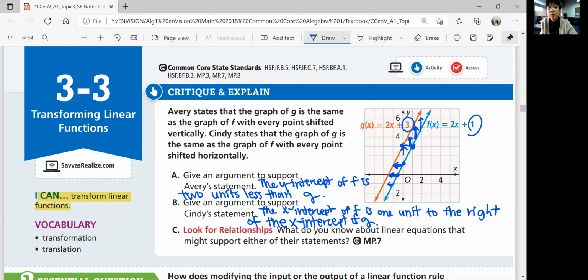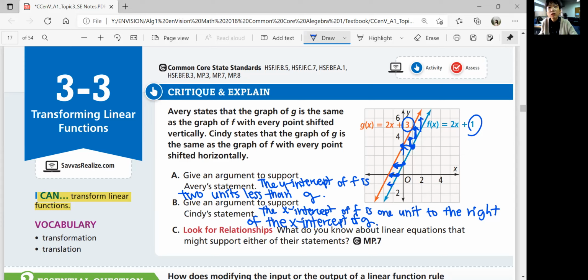What do you know about linear equations that might support either of their statements? Okay, first of all, they're parallel lines. What kind of characteristics do parallel lines have? Yeah, they have the same slope. So they will never meet each other, which means could they overlap if they're shifted? Or in other words, translated.